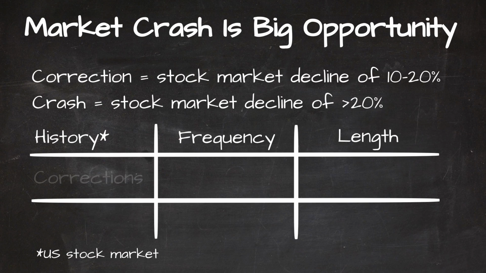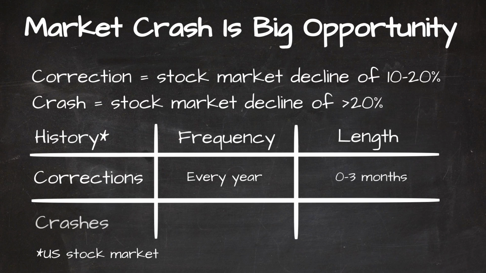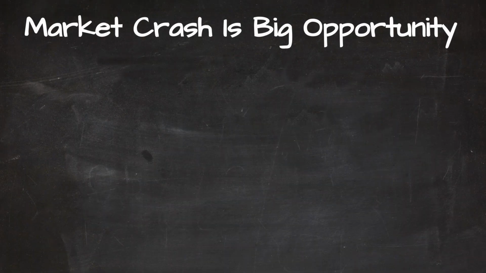A correction happens every year, and the length of the correction is between 0 and 3 months. And a crash is every 3 to 5 years. But also crashes don't last forever. The average crash lasts between 2 months and 2 years. So why is a market crash such a big opportunity?